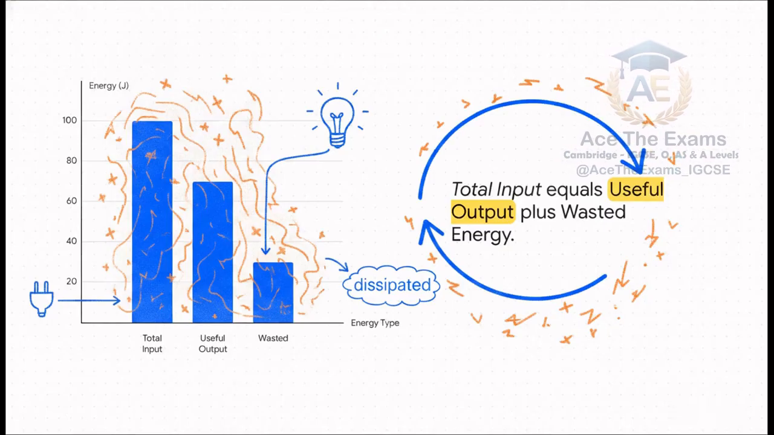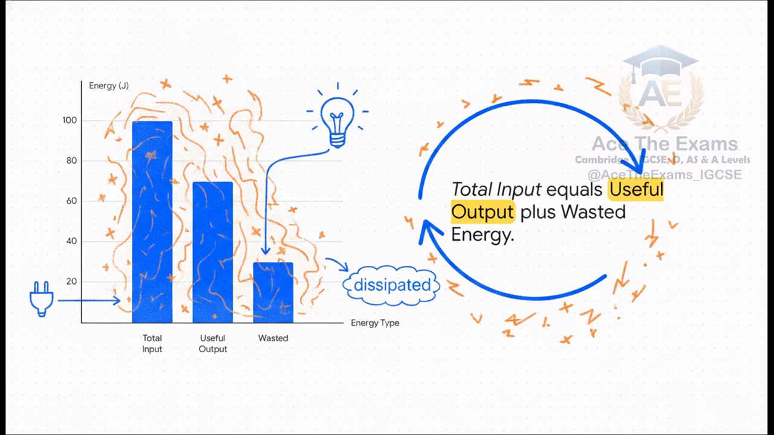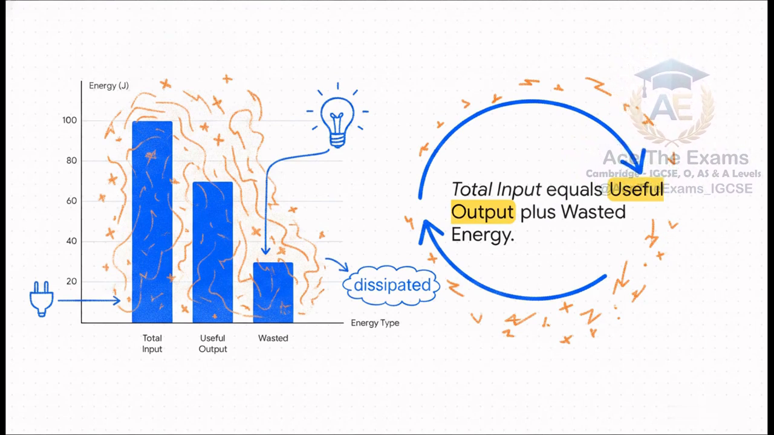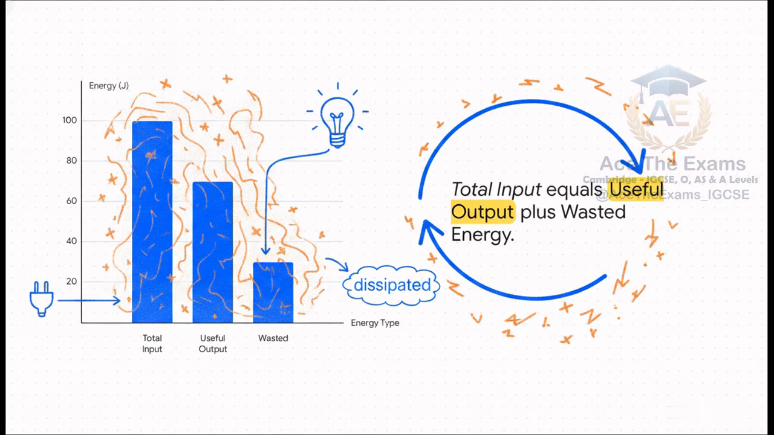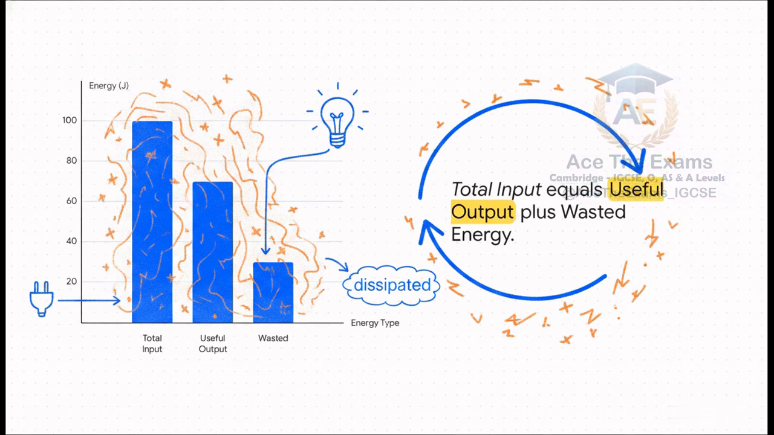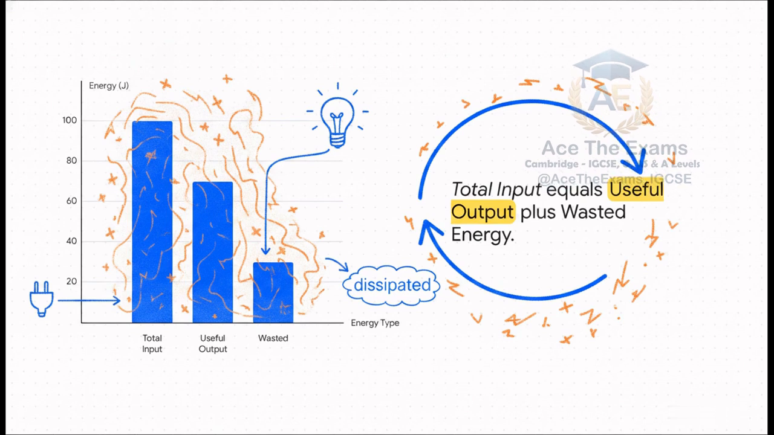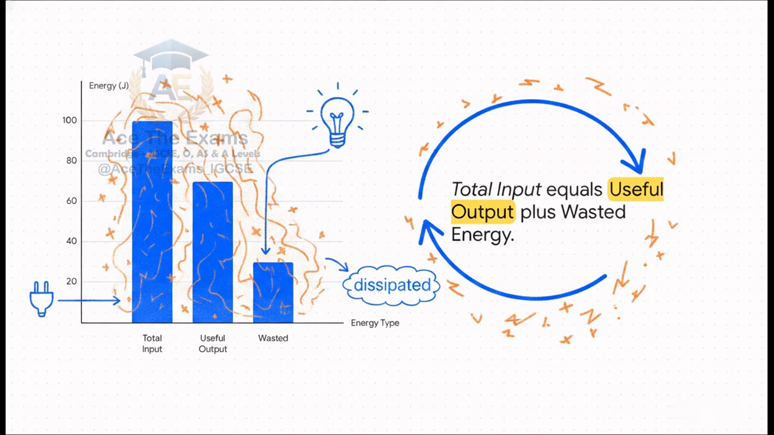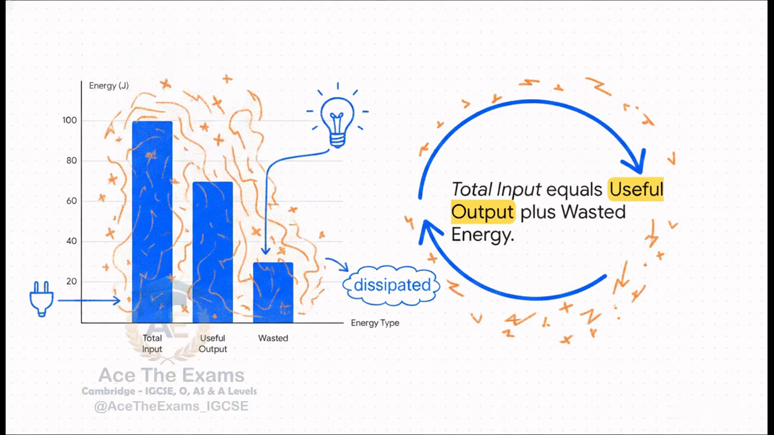When we break it down visually, we can easily see exactly where that so-called lost energy goes. The total input energy always equals the useful output energy plus the wasted energy. And here's the trick. We call this wasted energy dissipated energy, which is usually transferred to the thermal store of the surroundings. Using that specific word, dissipated, in your written answers is a massive mark magnet. It shows the examiner you have the evidence and the data to back up your scientific reasoning.